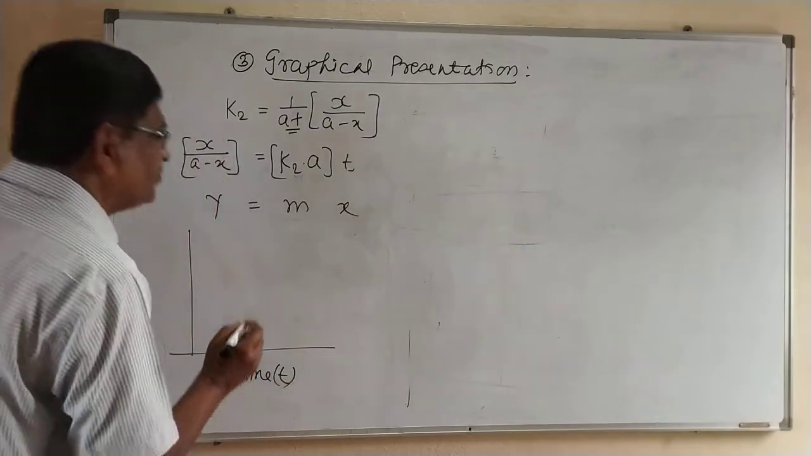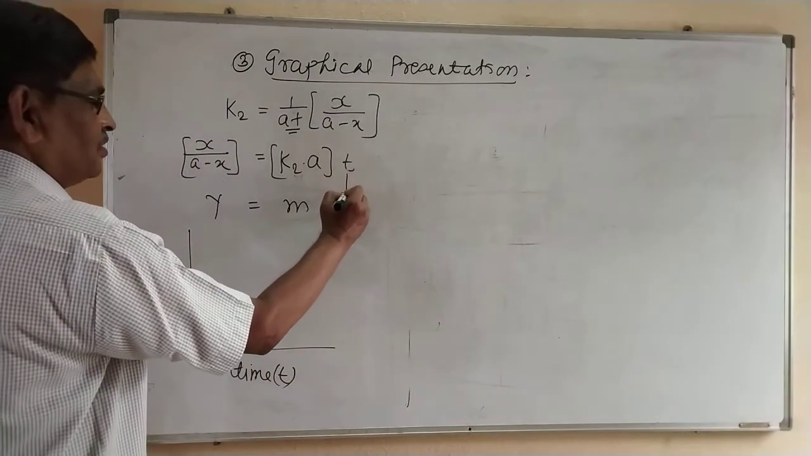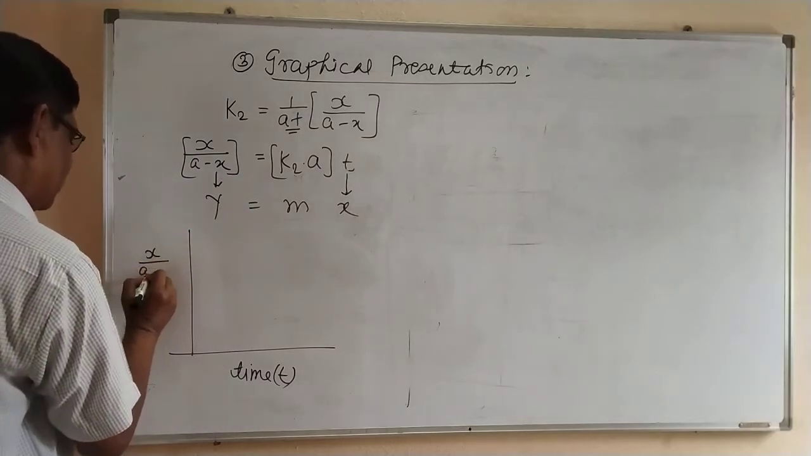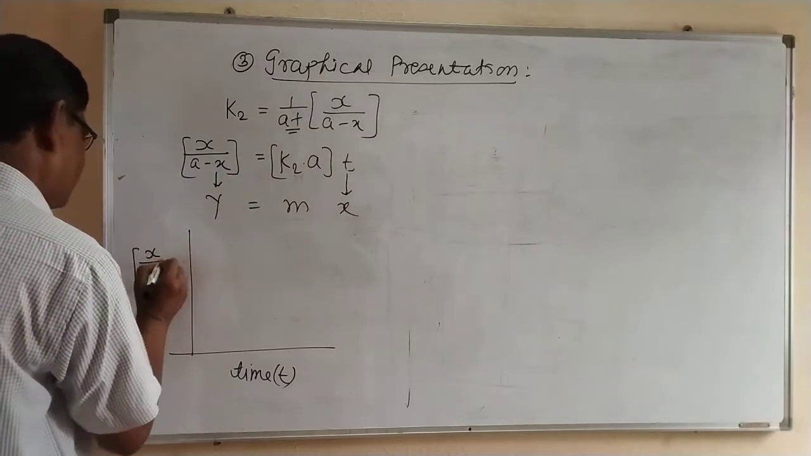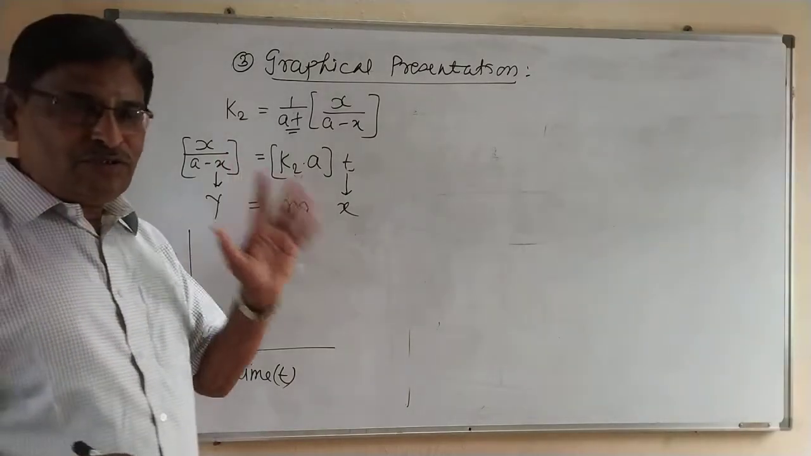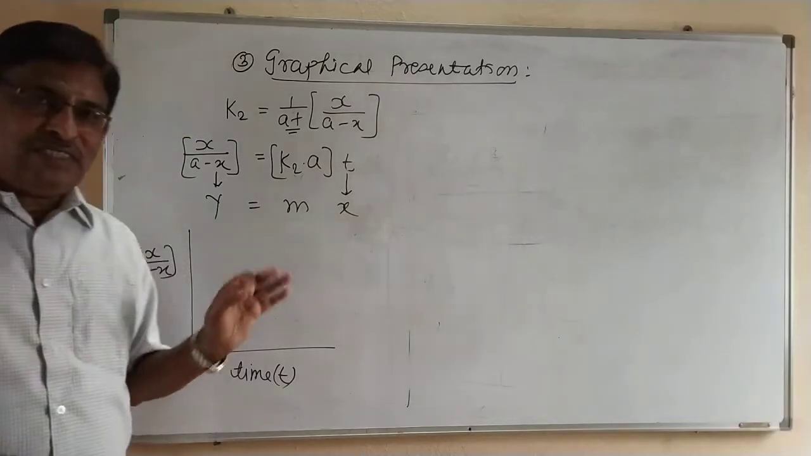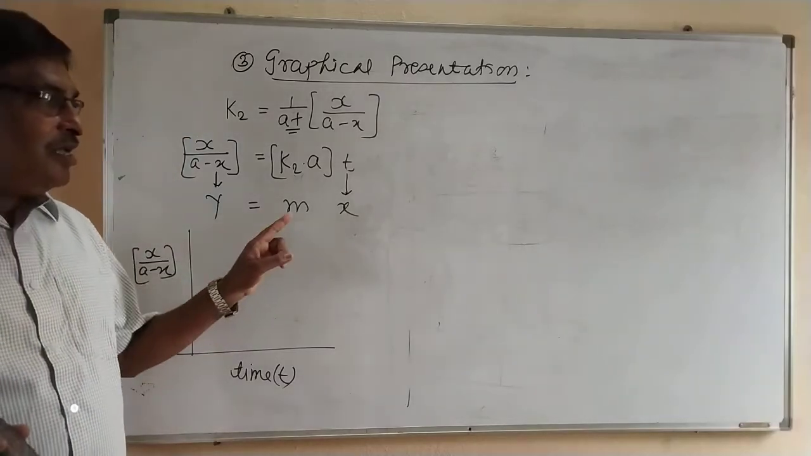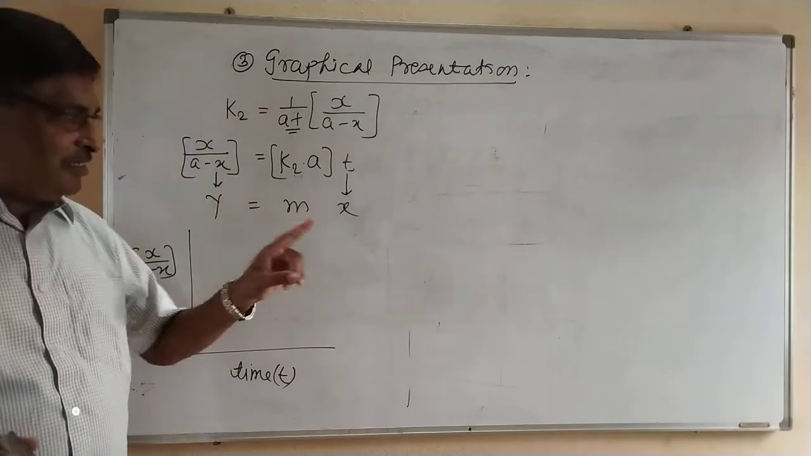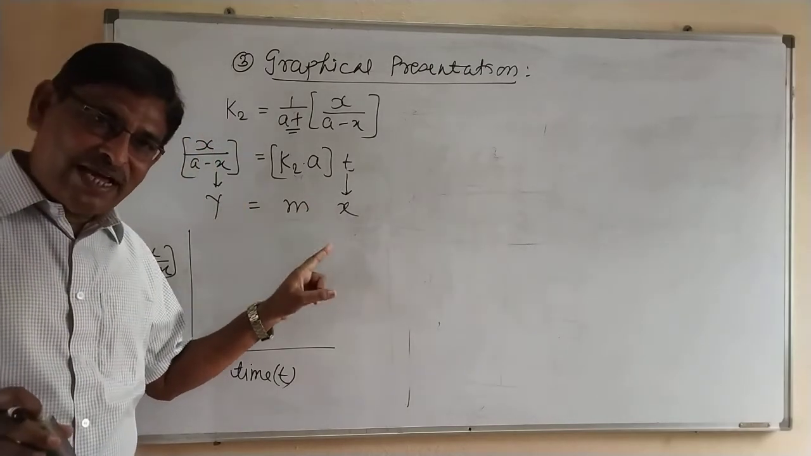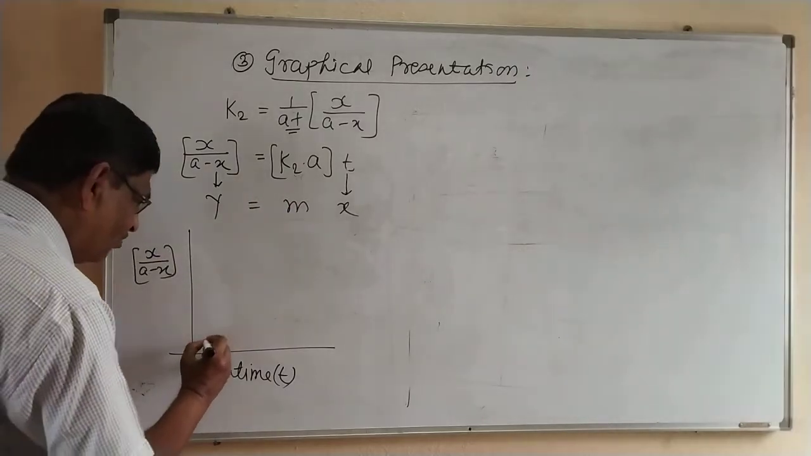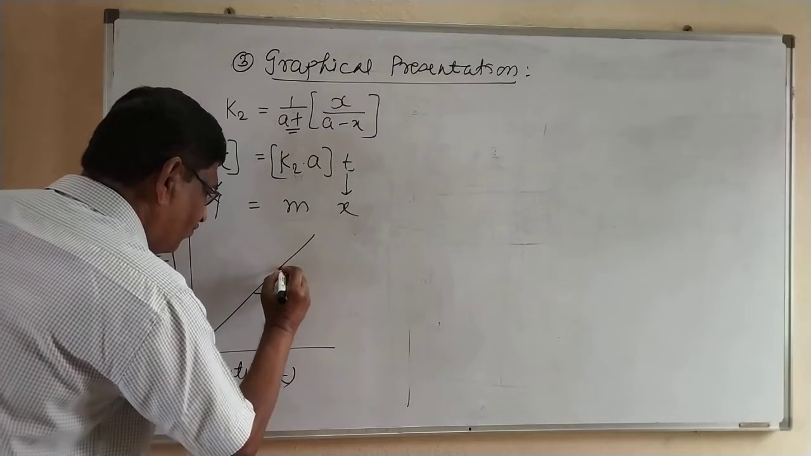Now, the graph. Time, small t, is along the x-axis, and along the y-axis it is x over a minus x. It is a straight line equation passing through the origin because this equation does not contain the term capital C. What do I say? It doesn't have a y-intercept. It means that the line passes through the origin.